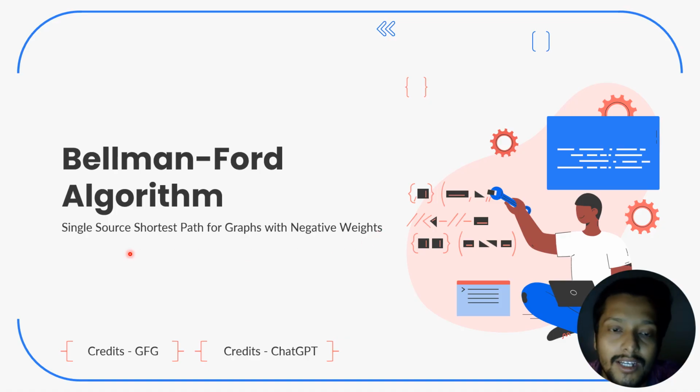Because if you know, you can also use Dijkstra for finding the shortest path from a given source to all the nodes in the system. But this can be used even when there are negative weights in the system, whereas Dijkstra cannot be used.